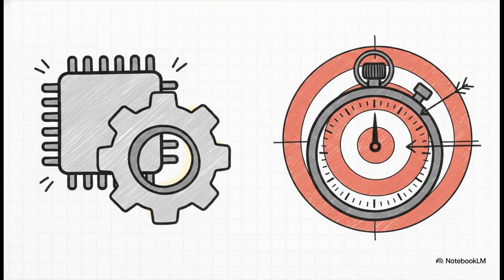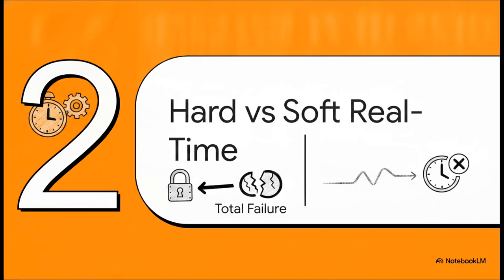Let's do a really quick recap of our first section before we move on. Remember, embedded systems are all about interacting directly with hardware in the physical environment, and real-time systems are fundamentally governed by time. It's that strict adherence to deadlines, not just raw processing speed, that truly defines them. Moving right along to Section 2, hard versus soft real-time.